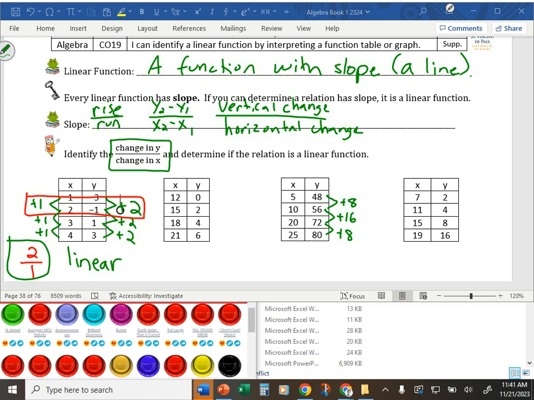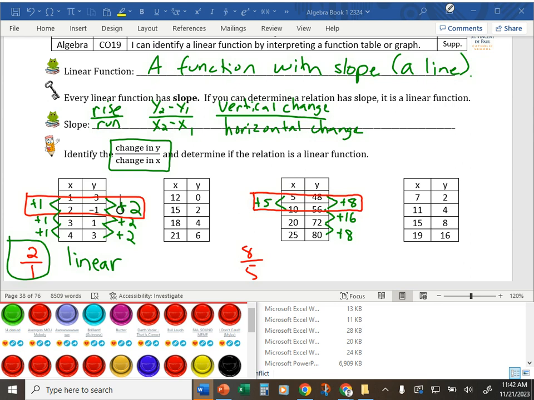Because remember, slope is a fraction. So when you look at the x's and you say, what's the change from 5 to 10? And you say +5, that means that your three slopes have to be the same as or equivalent to 8 over 5. That's the change in y over change in x of our first set of ordered pairs. The other two have to match it.